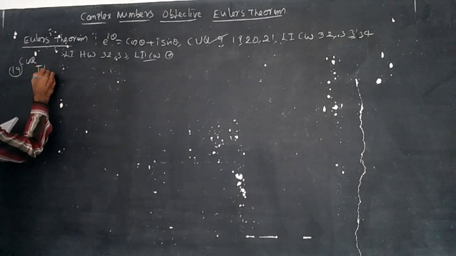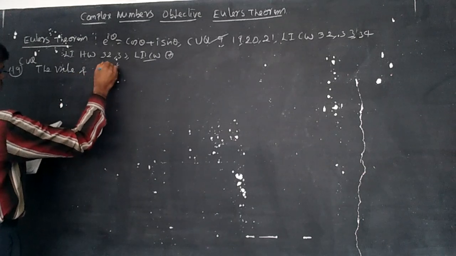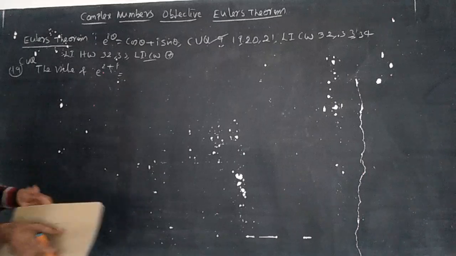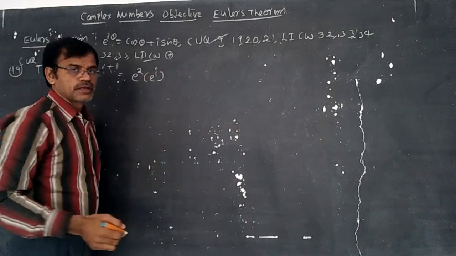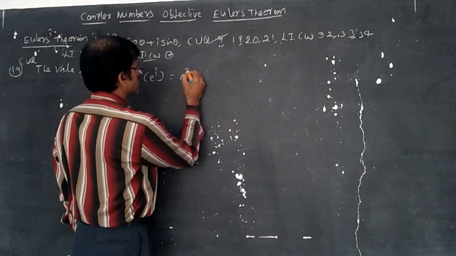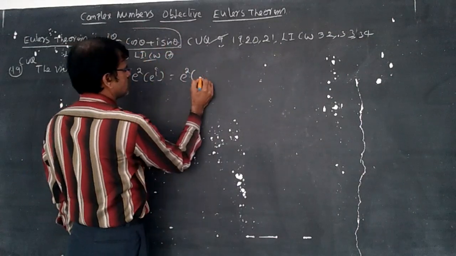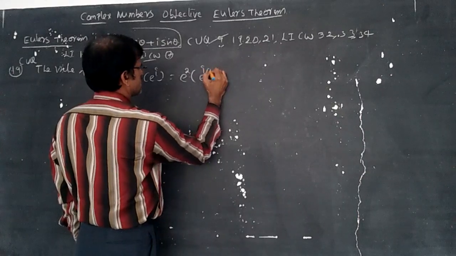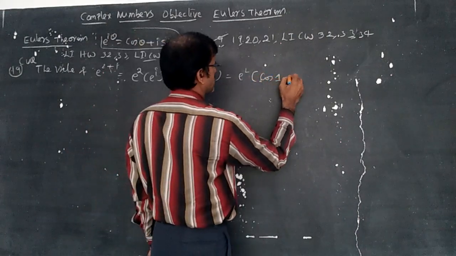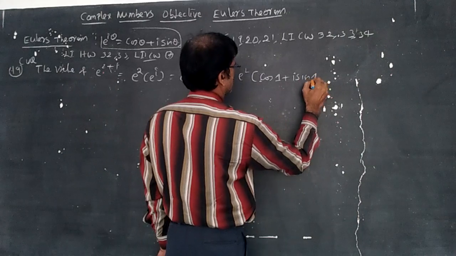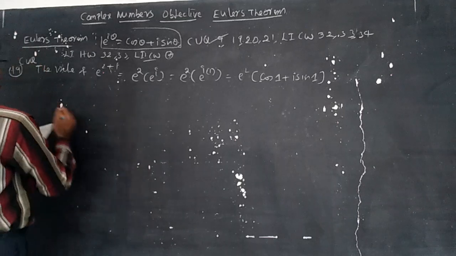The value of e power 2 plus i. This can be written as e power 2 into e power i. You can understand this one, e power i theta formula is cos theta plus i sin theta. So e power 1 into i, otherwise i into 1 you write. So it becomes e square into cos 1 plus i sin 1. That's all.